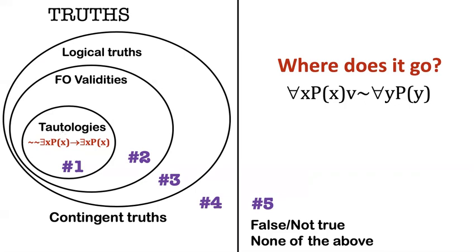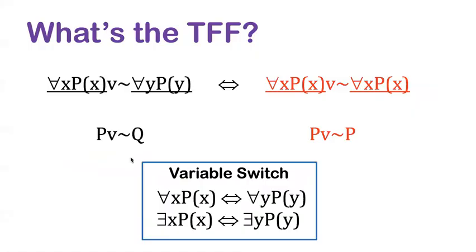Okay, that was your chance. Here's the answer: it's region 2. This is indeed an FO validity. Let's talk about why that's so. Even though the truth functional form of this is not a tautology, so the original black sentence is not a tautology, you might have noticed the variable switch equivalence can turn this into something which is a tautology. So this thing is logically equivalent to the sentence in red, which is necessarily true.